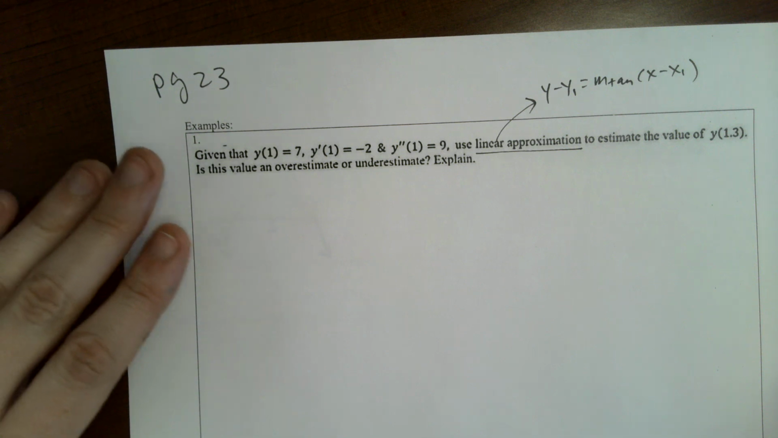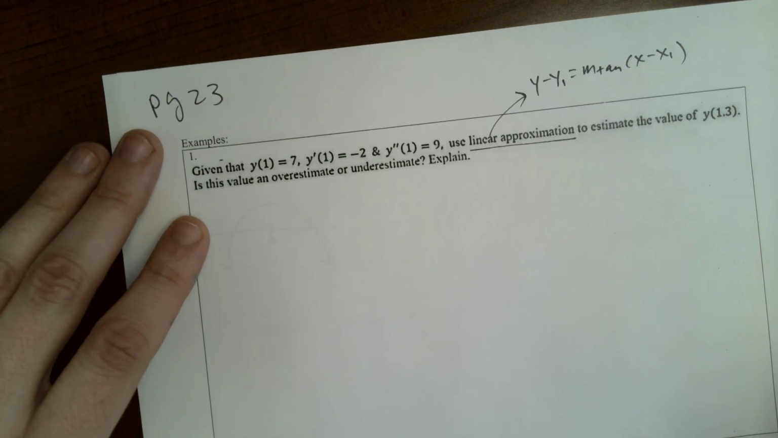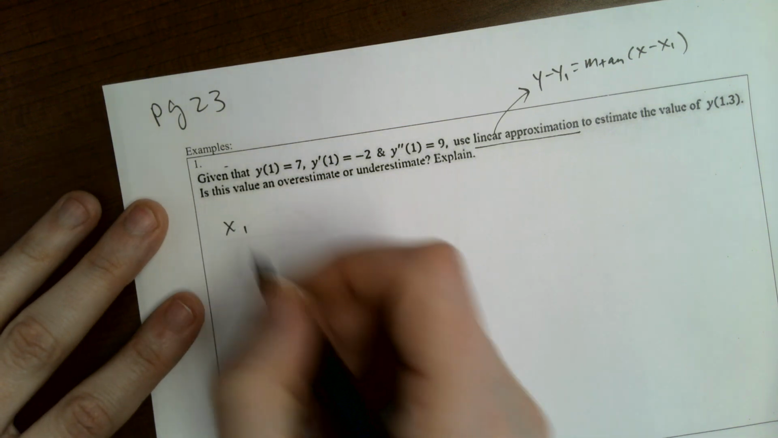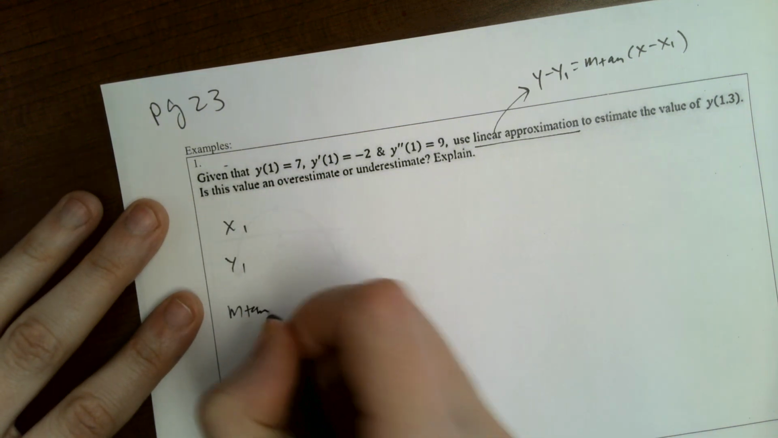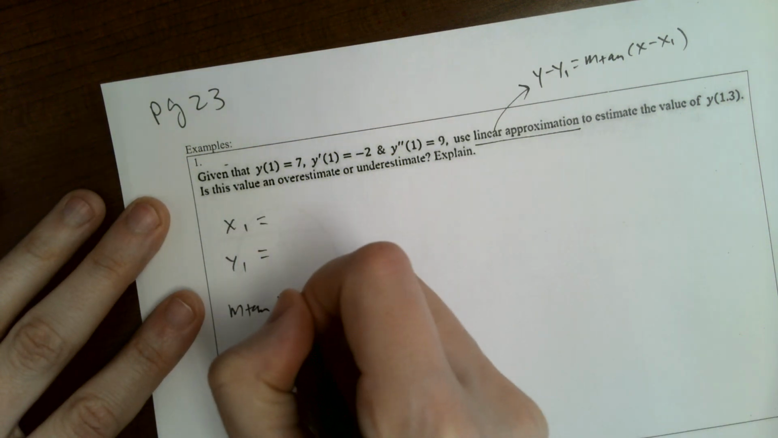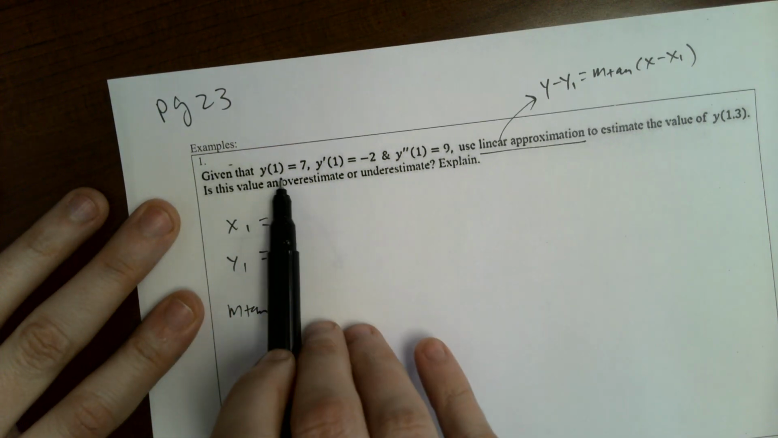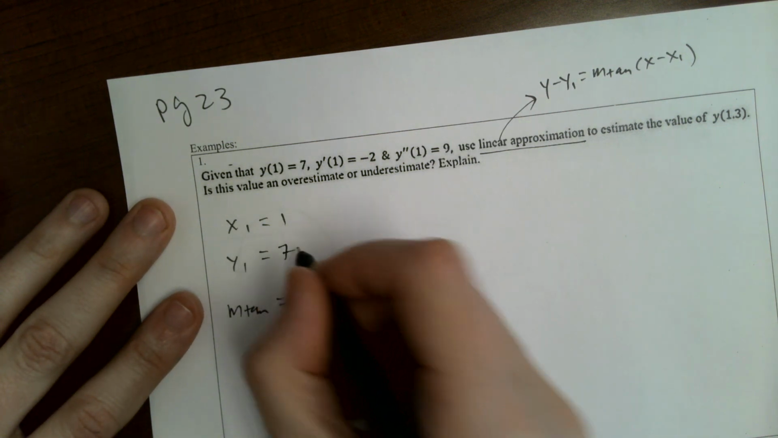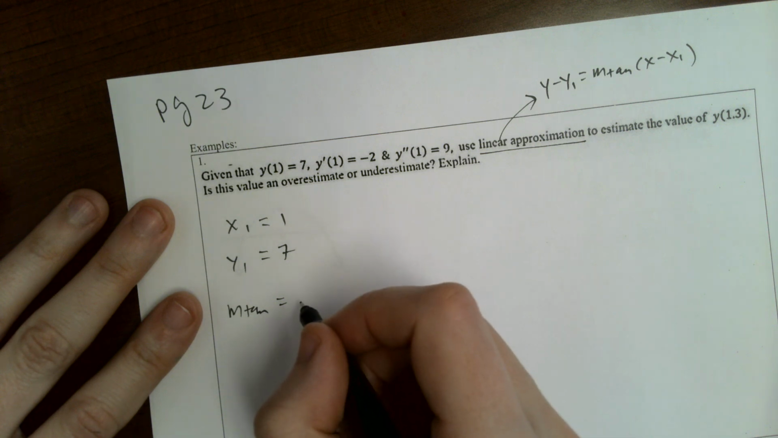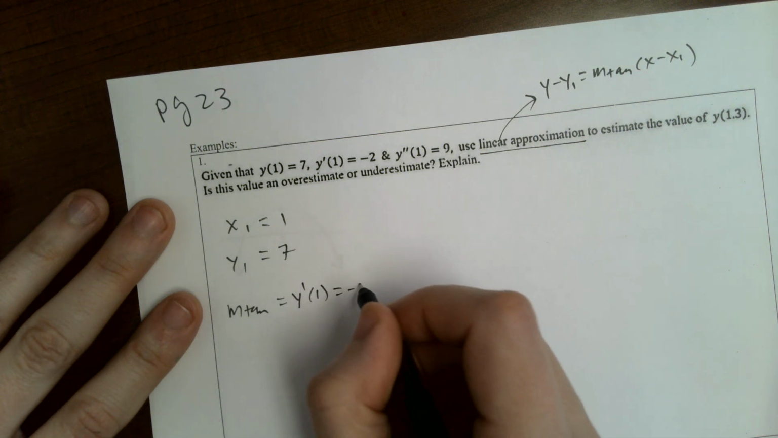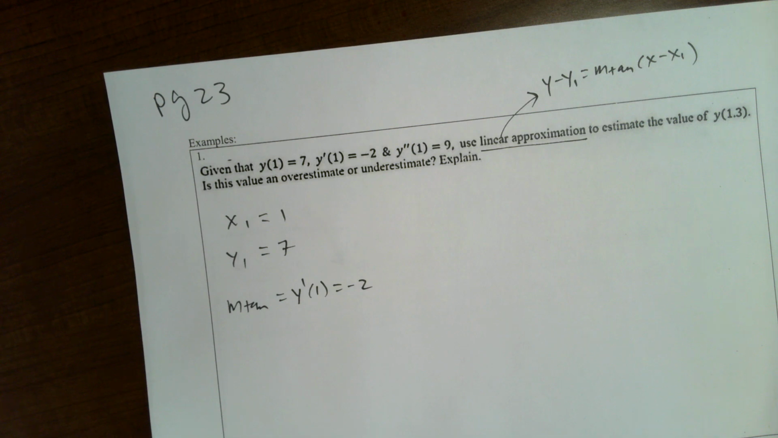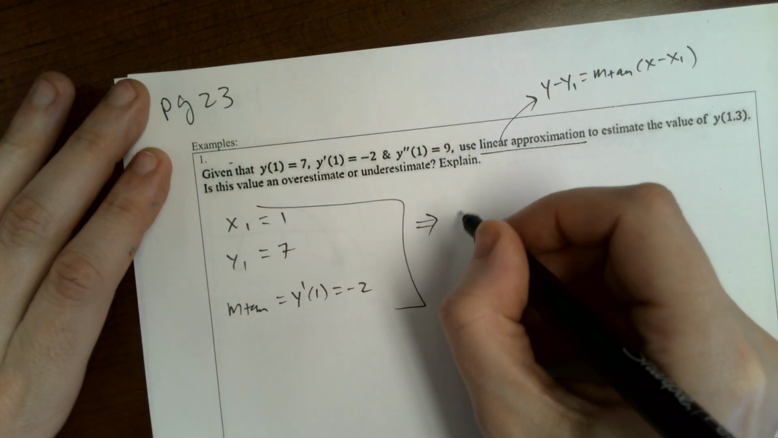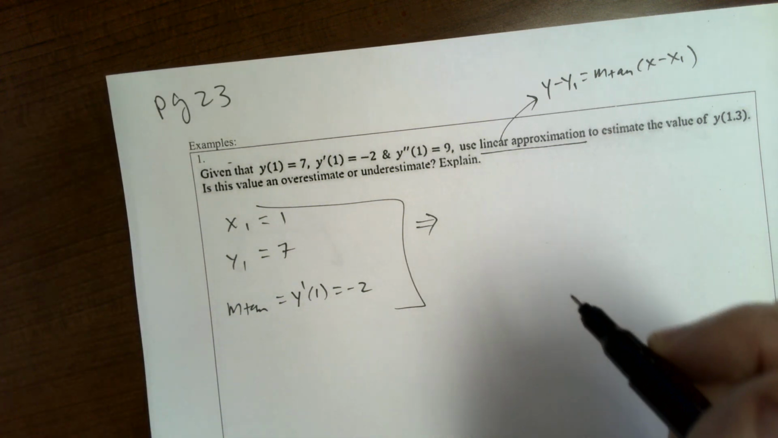Alrighty. So x1, y1, tan. Okay, so x1 would be 1, because they're giving us the point of tangency as 1, 7. So 1, 7, and then m tan, this is y prime of 1, which is -2. Okay. So I am getting y.